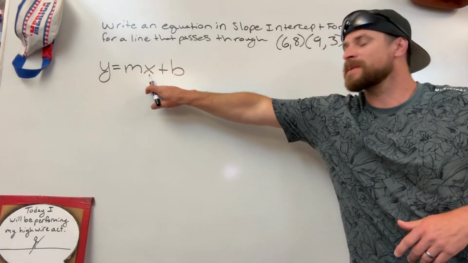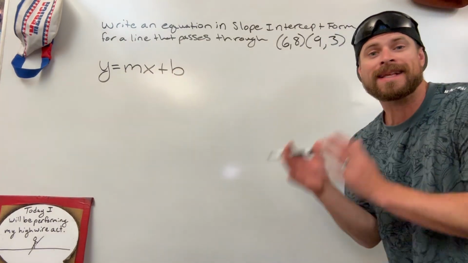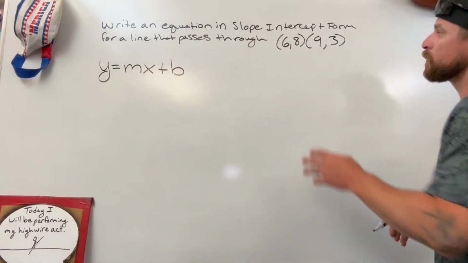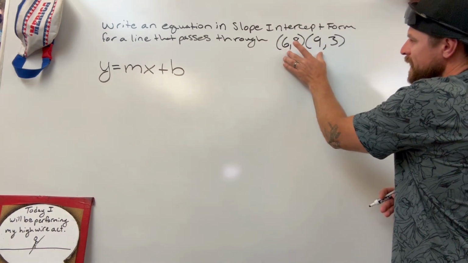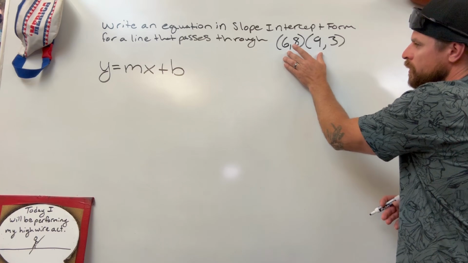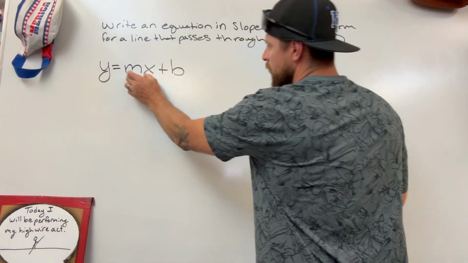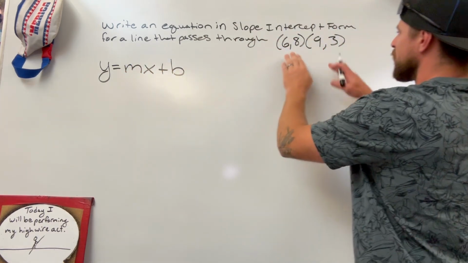Y equals mx plus b, slope-intercept form. You're expected to write these equations in your algebra class, and we are being given 2 points that a line goes through. So how do we take these 2 points that a line goes through and create the slope as well as the y-intercept when we're not given one?